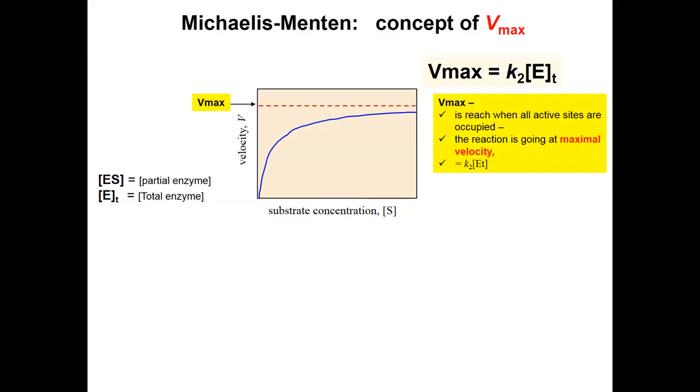That's what it reaches when the active sites of all the enzymes are occupied: the maximum velocity, Vmax, equals K2 times ET at that point. You remember I said K2 times ES, but ES is equal to ET, because all the enzymes are now working. Is that clear? All right.